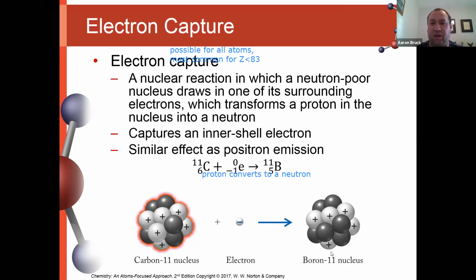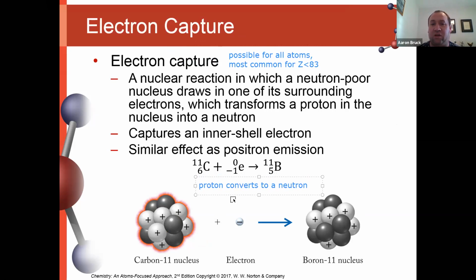Finally, we have electron capture. And in electron capture, these same notes actually can apply for this as well. It's common among small things. We get a proton converting into a neutron. The difference is instead of an emission of energy, an emission of particle, what we get is the absorption of a core electron.